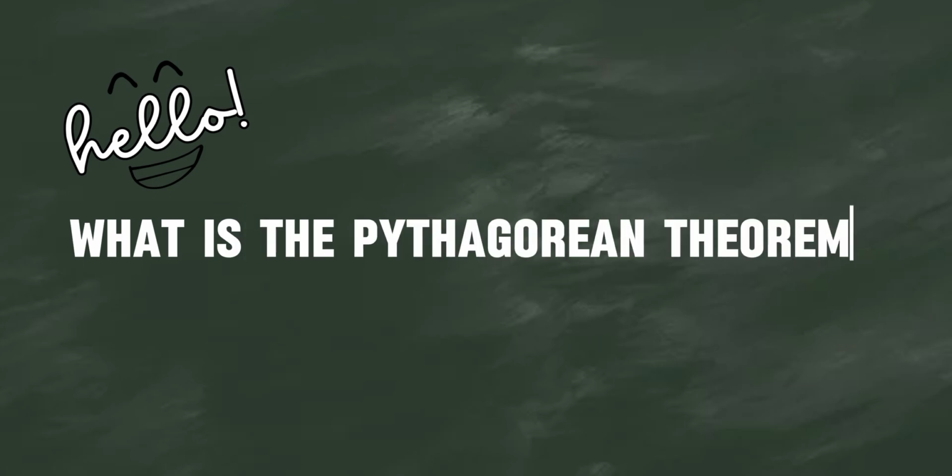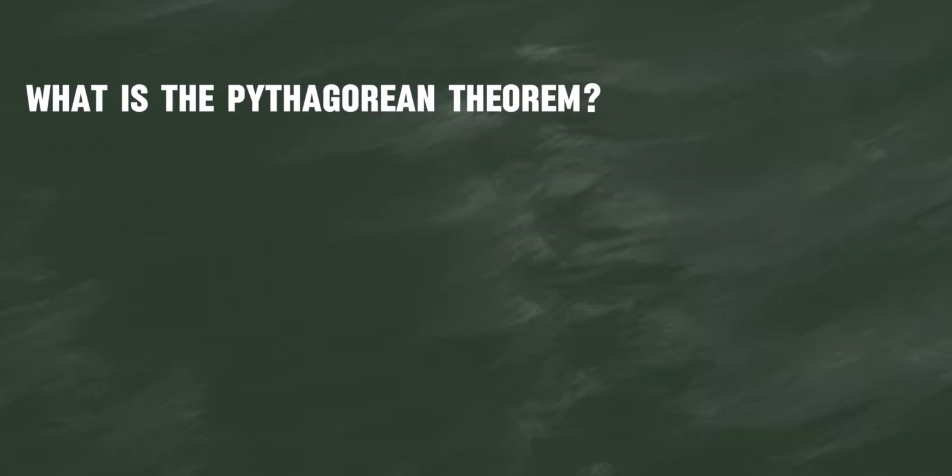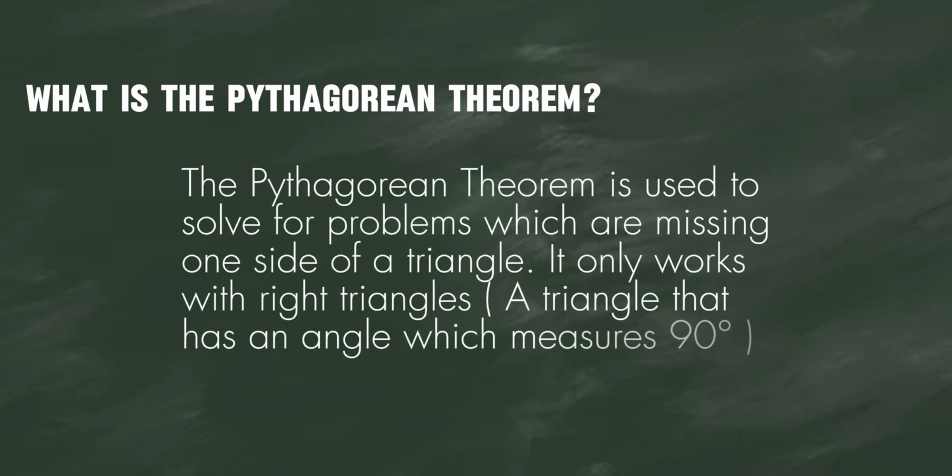In this video, we'll show you how to solve real-life problems that include the Pythagorean theorem. But first, let us know, what is the Pythagorean theorem? The Pythagorean theorem is used to solve for problems which are missing one side of a triangle. It only works with right triangles. A right triangle is a triangle that has an angle which measures 90 degrees.